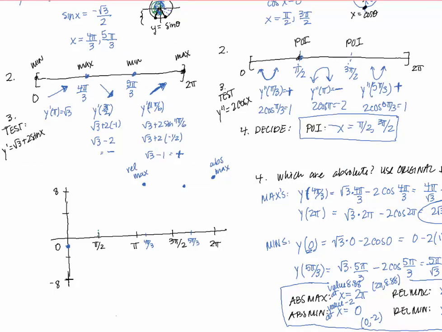So what I like to do is plot these extreme values, max and mins. So we have an absolute min down here, relative max, absolute max at 2 pi, and then a relative min at 5 pi over 3. So once we get those points plotted, we can look at these points of inflection. Somewhere along where x equals pi over 2, we have a point of inflection, and at 3 pi over 2, there's a point of inflection.